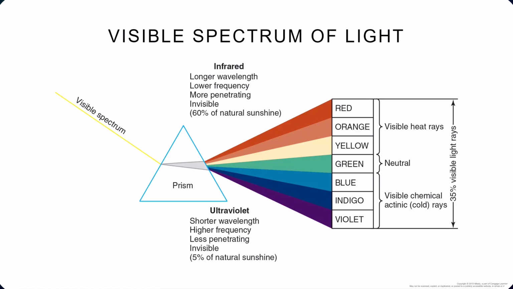Invisible light is the light that is at either end of the visible light spectrum, so above red and below violet, and it's the light that is invisible to the naked eye. And this actually makes up 65% of natural sunlight. So the infrared light and the ultraviolet light, we can't see them, but they make up most of the natural sunlight.